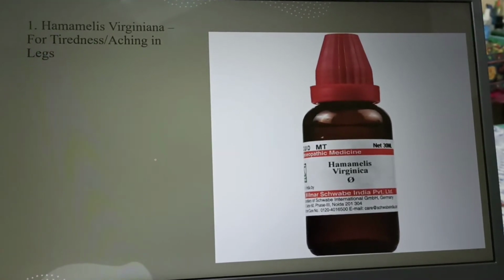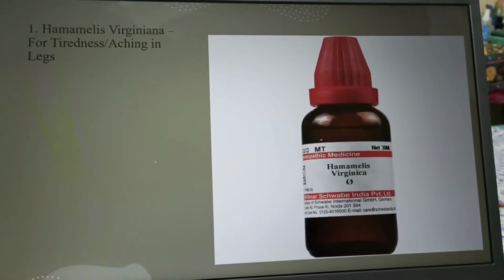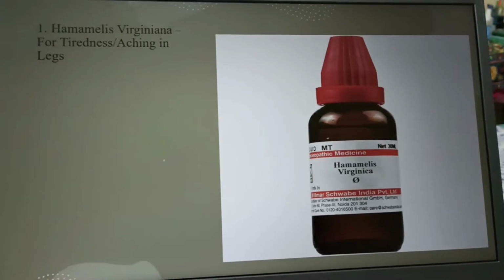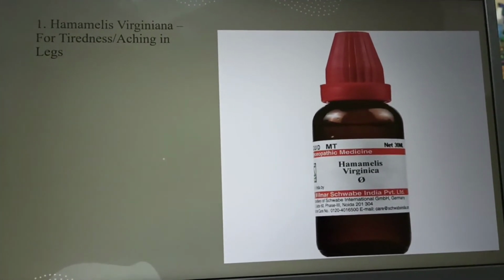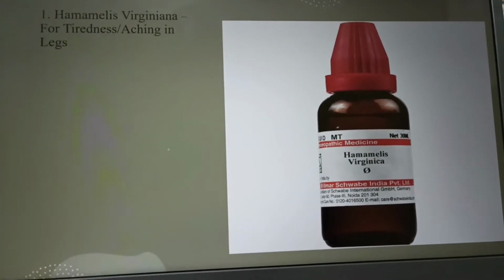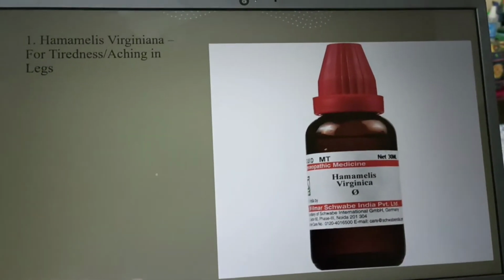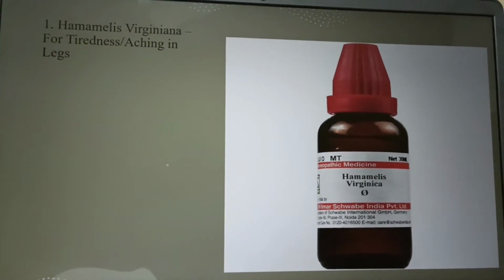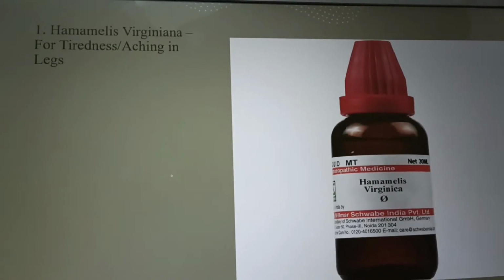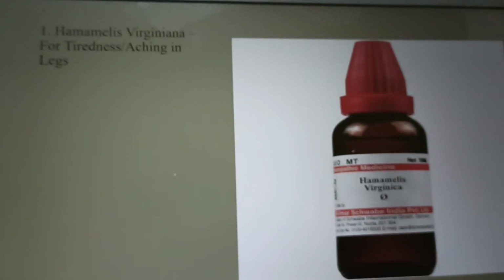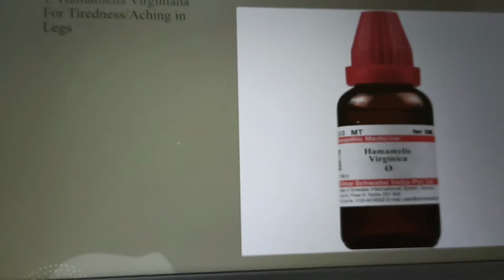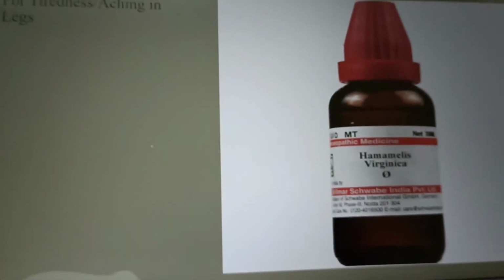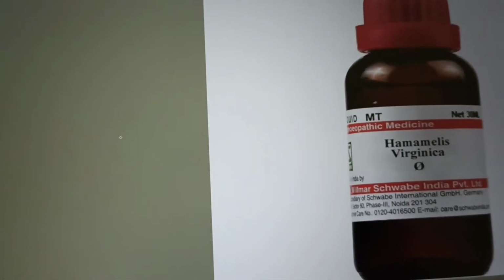Hamamelis is prepared from the plant commonly named witch hazel, and this plant belongs to the family Hamamelidaceae. So Hamamelis is a highly effective remedy for varicose veins. Its most prominent symptom indication is tiredness or aching in the legs. Along with this, a tense feeling in the leg may be present. The varicosities may look like hard and knotty swellings in the legs. A dragging sensation in the leg may be present.